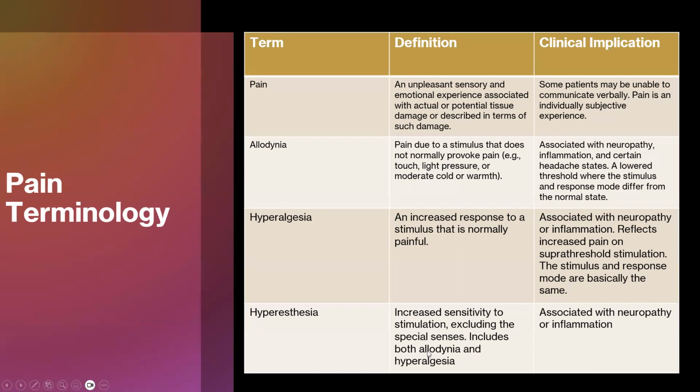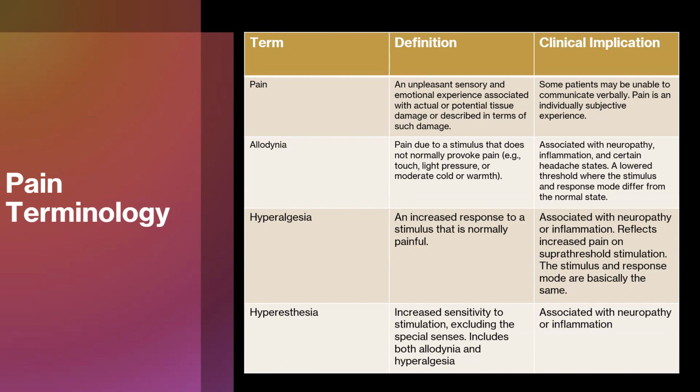If we look at the pain terminology, pain, its definition, is an unpleasant sensory and emotional experience associated with actual or potential tissue damage or described in terms of such damage. Its clinical implication: certain patients are not able to communicate verbally, but we can look at their expressions to see how they are feeling if they are having some kind of pain.